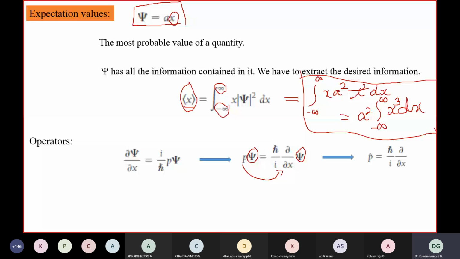Here we call p as p hat. We cannot straight away equate it to p. We'll have to call it p hat. So p hat is equal to h cross by i dou by dou x. So this term, h cross by i dou by dou x, is called the momentum operator. Now what to do with this momentum operator? Very simple.